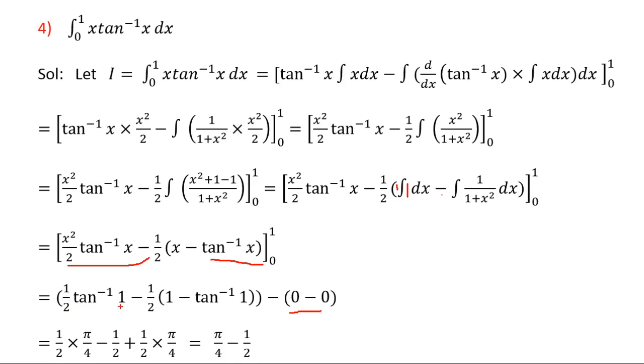Tan inverse 1 is pi by 4. So this half as it is, and in place of tan inverse x I write pi by 4. This minus 1 by 2 is distributed, and this becomes plus half tan inverse 1, pi by 4. So by adding these two, half pi by 4, half pi by 4, that is pi by 4, and this minus half as it is, and this is the final answer. So this is the answer to the question, integration of x into tan inverse x between limits 0 to 1.